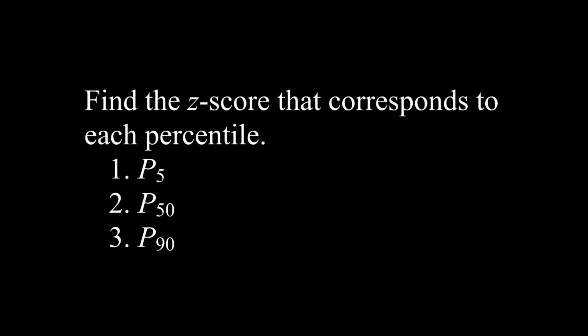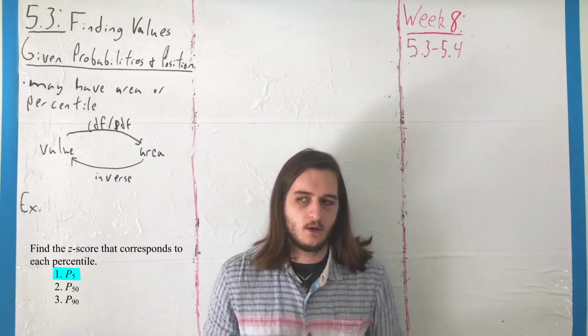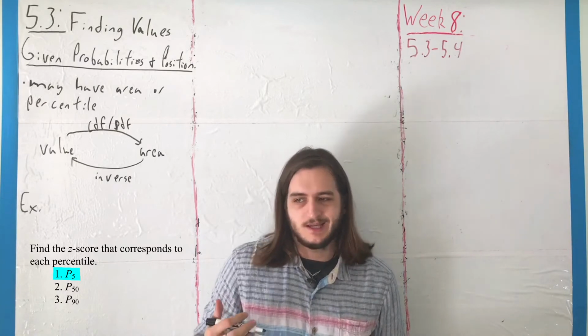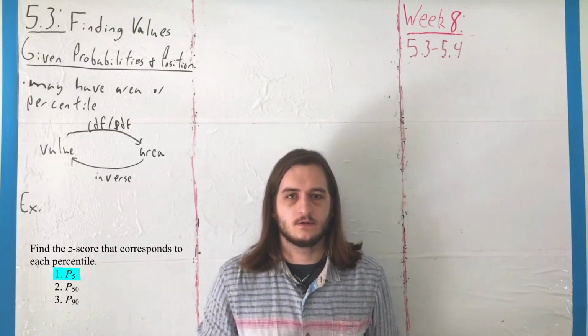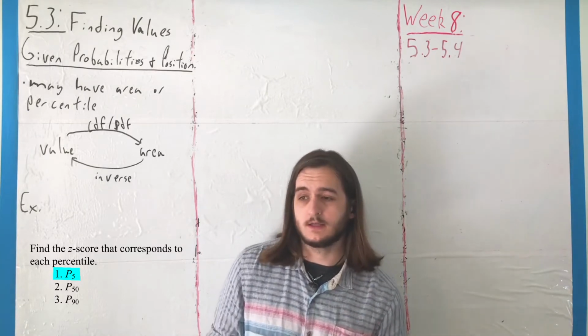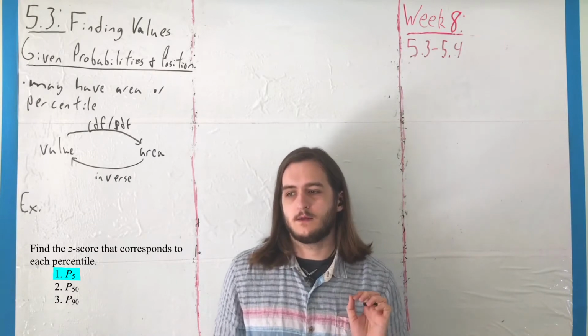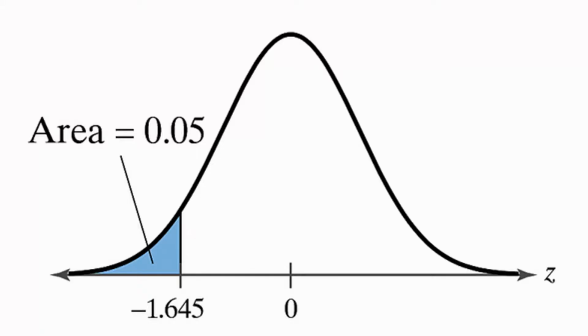So for this, we want to find the z-score that corresponds to the percentiles P5, P50, and P90. For the first one, you just have to understand that what we're doing here isn't actually different so much as it's a different framing. We're still looking for cumulative areas, except that when we say P5, it means we want the breakoff for the amount of data that has 5% below it, so a cumulative area of 0.05.